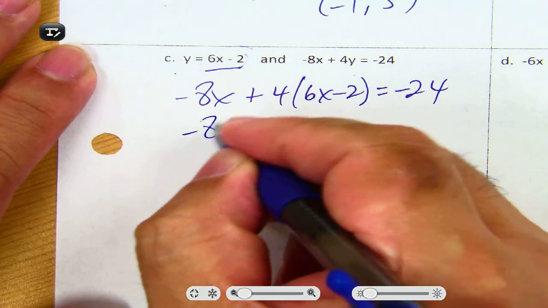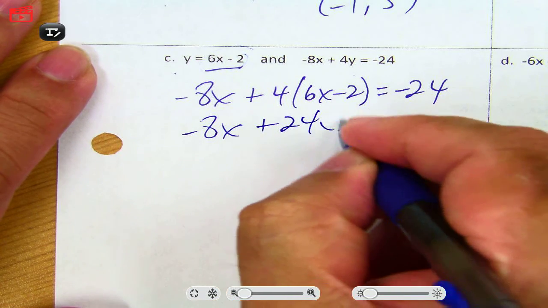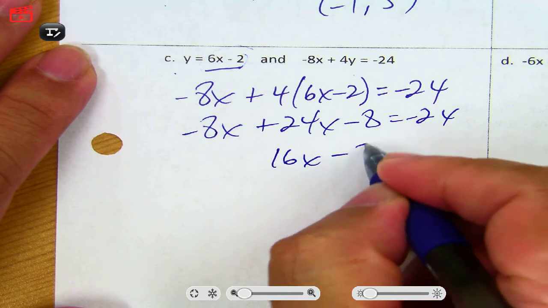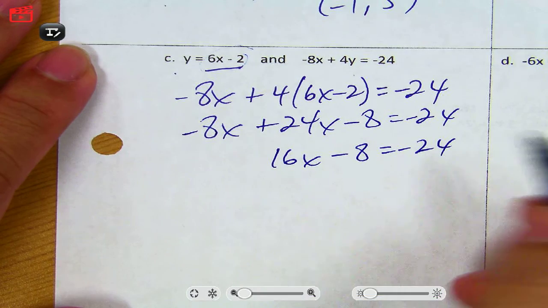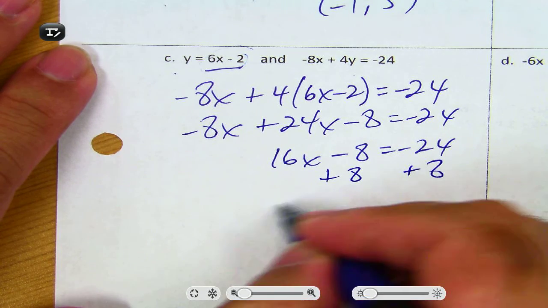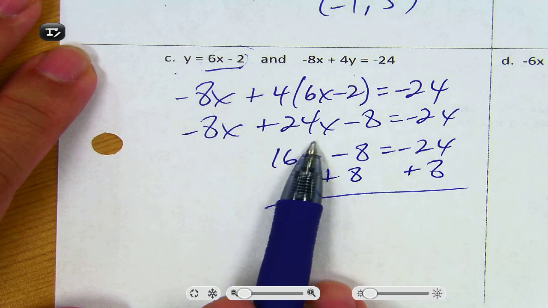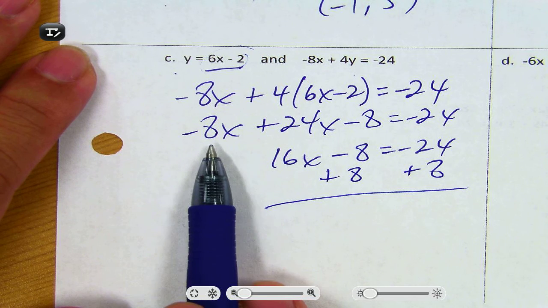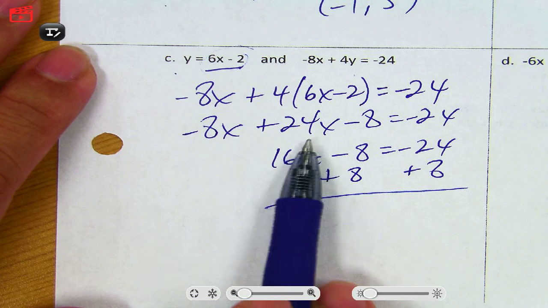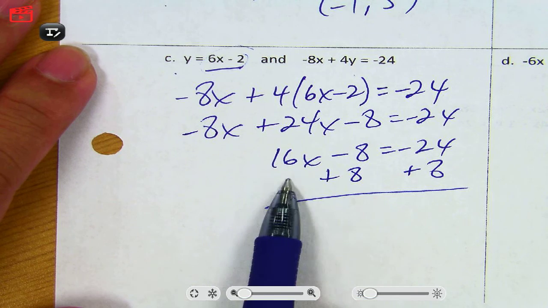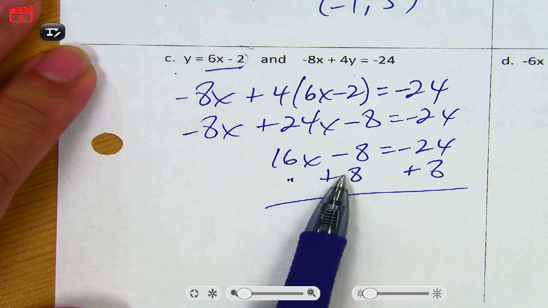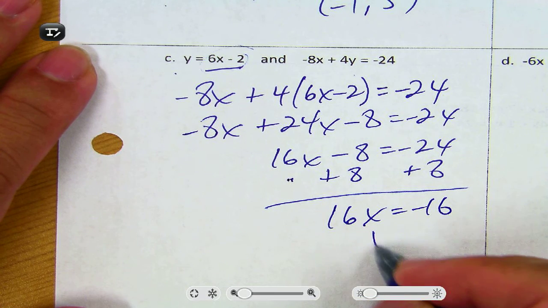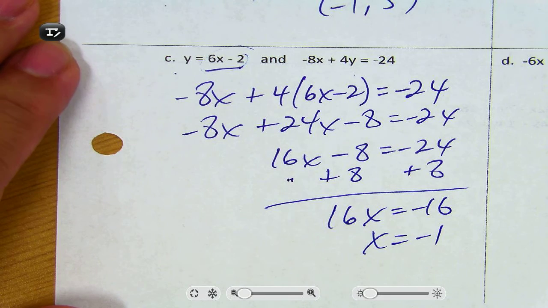So it's negative 8x plus 24x minus 8 equals negative 24. So that's 16x minus 8 equals negative 24. Add 8 to both sides. Keep in mind, if they're on the same side of the equal sign, you don't change signs. Like you don't do plus 8 to this. You don't do plus 8 under 24. It's just negative 8 plus 24 is 16. So it'll be 16x equals negative 16. So x equals negative 1.